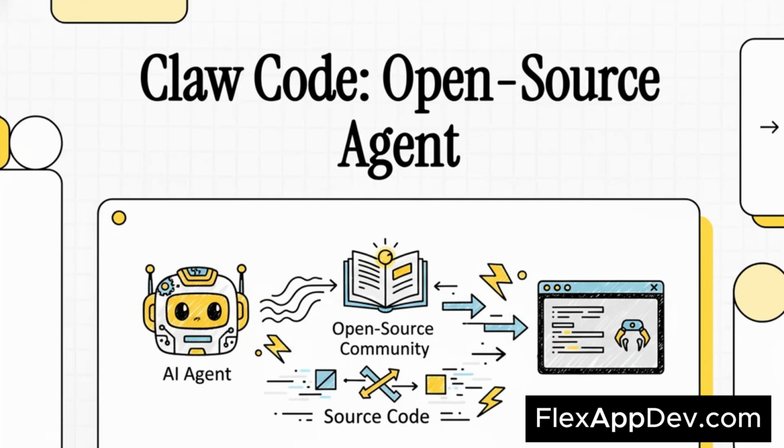Hey everyone, today we're diving into a perfect example of just how powerful open source can be. We're talking about the super fast, community-driven replication of Anthropic's pretty amazing coding agent. We're going to look at how you can run this tool, called Claude Code, on your very own machine, and what its existence really means for the future of AI.